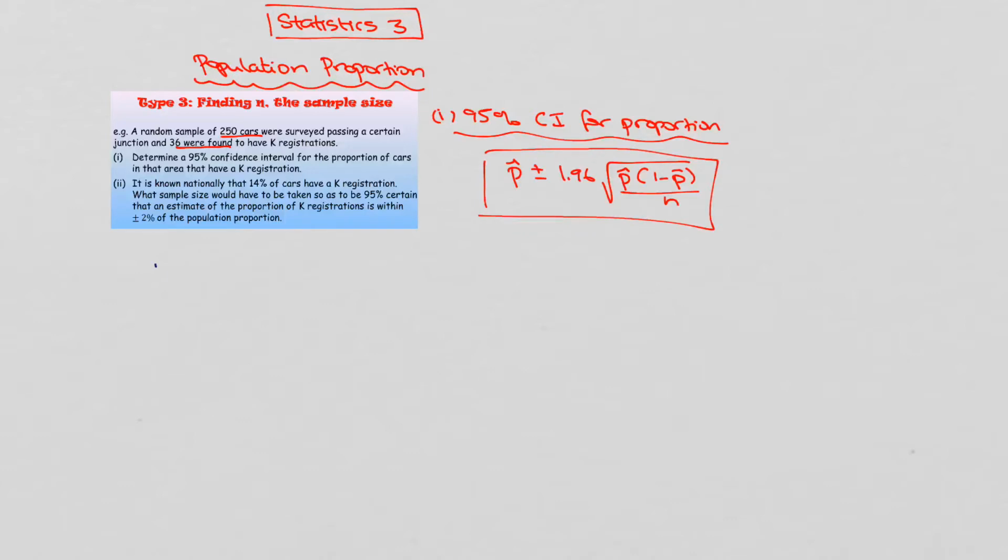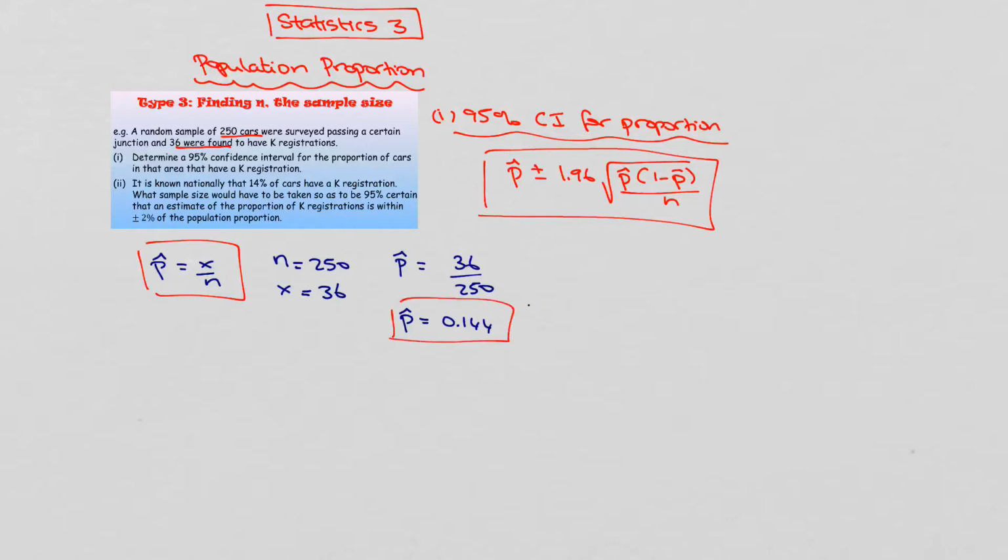So we have to work out our sample population proportion first, which is x over n. In this case, we can see that n, our sample size, is 250 and x is 36. So our sample population proportion is 36 over 250, and that simplifies down nicely to 0.144. So if I then sub that into my expanded formula, I have 1.96.